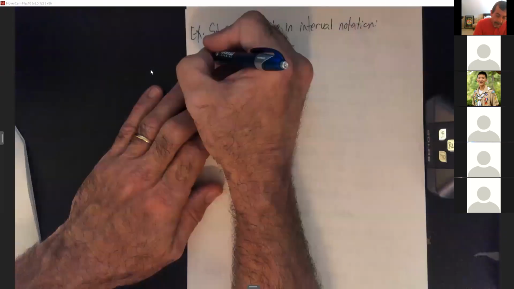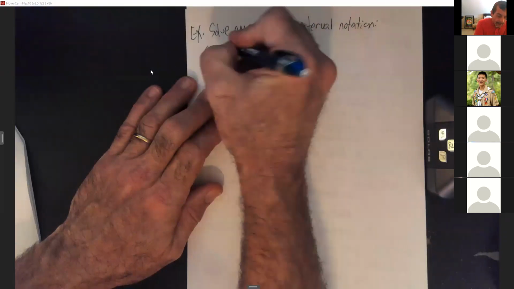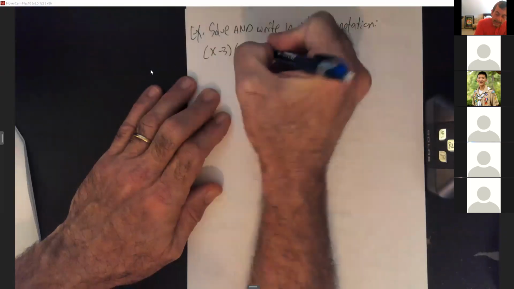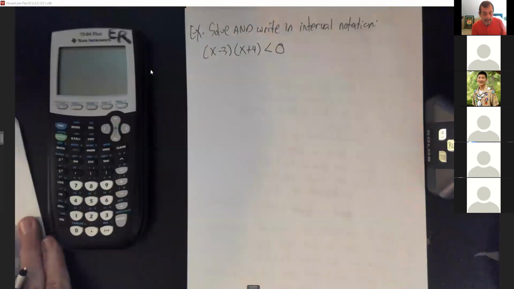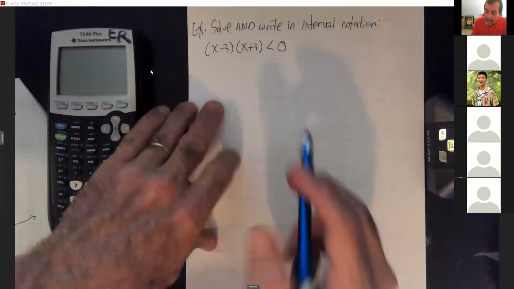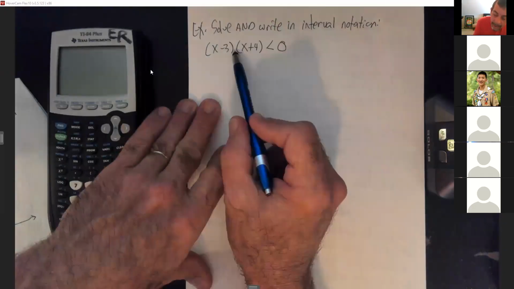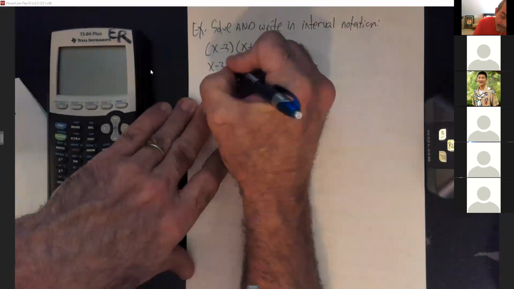So my first one, I got an (x − 3)(x + 4) less than 0. And I'll show you what these answers do on these calculators also. Now, since this one's already factored and I got a 0 over here, all you got to do is set the factors equal to 0 and solve them.